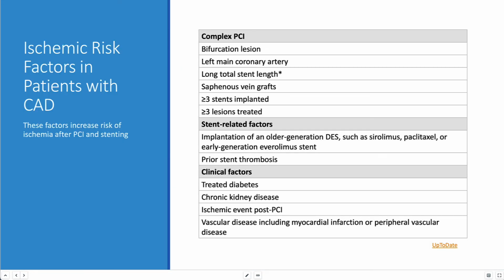So today we plan our antiplatelet therapy based on the likelihood of restenosis. And the likelihood of restenosis is higher when there's complex PCI, when we're implanting older generations of stents, if they had prior stent thrombosis, and if they have clinical features like diabetes, CKD, if they've ever had an ischemic event post-PCI, and certainly if they have vascular disease.